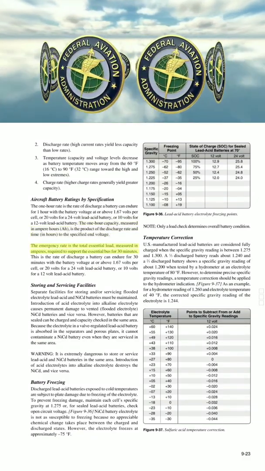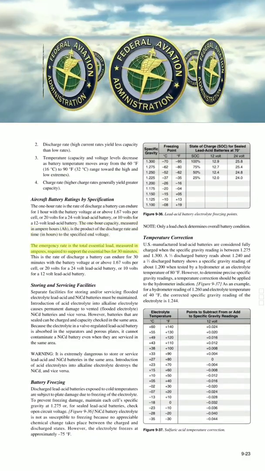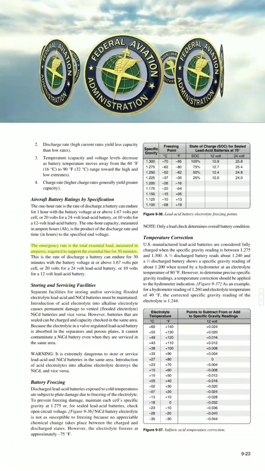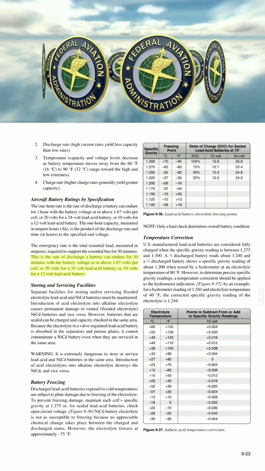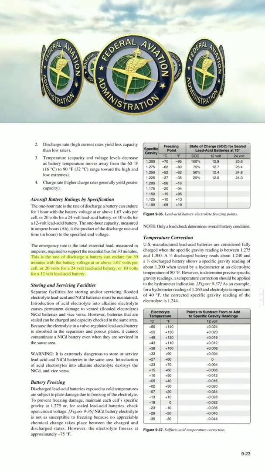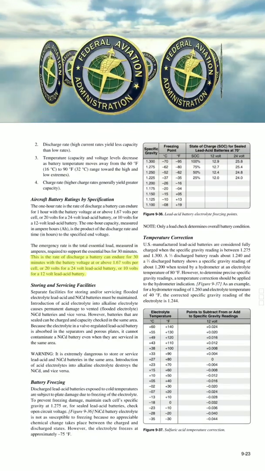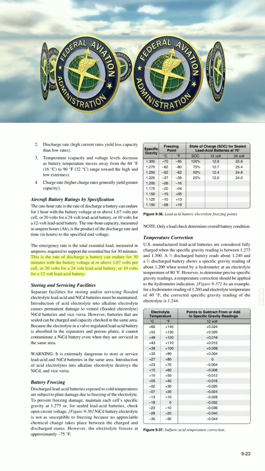The emergency rate is the total essential load, measured in amperes, required to support the essential bus for 30 minutes. This is the rate of discharge a battery can endure for 30 minutes with the battery voltage at or above 1.67 volts per cell, or 20 volts for a 24-volt lead-acid battery, or 10 volts for a 12-volt lead-acid battery.